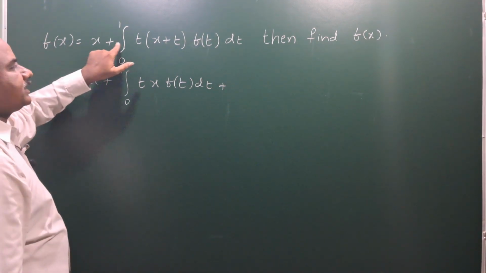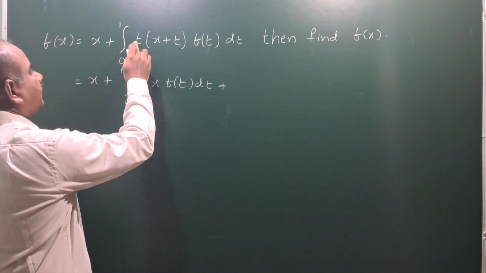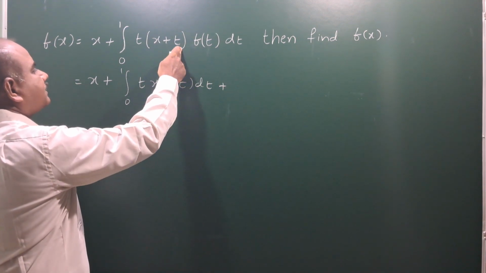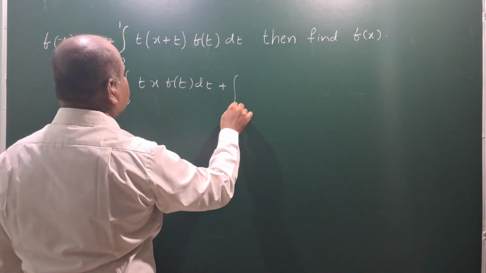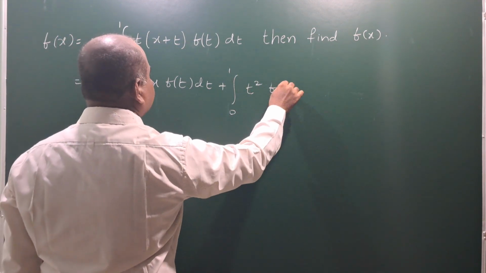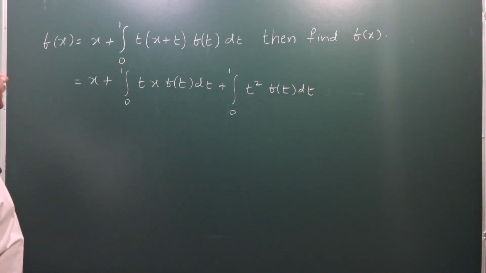We have to split this function into two integrals, plus the integral from 0 to 1 of t into f(t) dt. t into t means t squared. So the integral from 0 to 1 of t squared f(t) dt. So f(x) is like this.